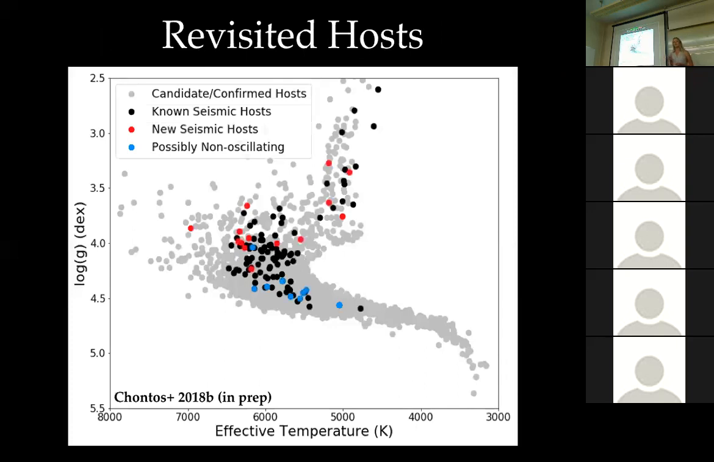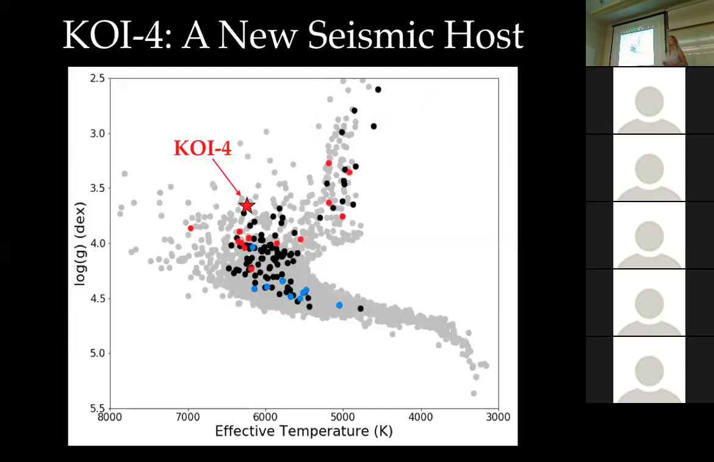Here, black represents the previously known hosts in which I was also able to find oscillations with the new data. And then we have two new populations emerge here. We have this blue population down here. I say possibly non-oscillating. These are previously known hosts in which I was not able to find oscillations in the new data. We have not yet looked into whether this was just an effect of the calibration or if this is in fact real. And then at the top here, we have a population of new seismic hosts. I did find 14 new seismic hosts in this study. The rest of my talk is going to be focusing on one of these new seismic hosts, KOI-4.